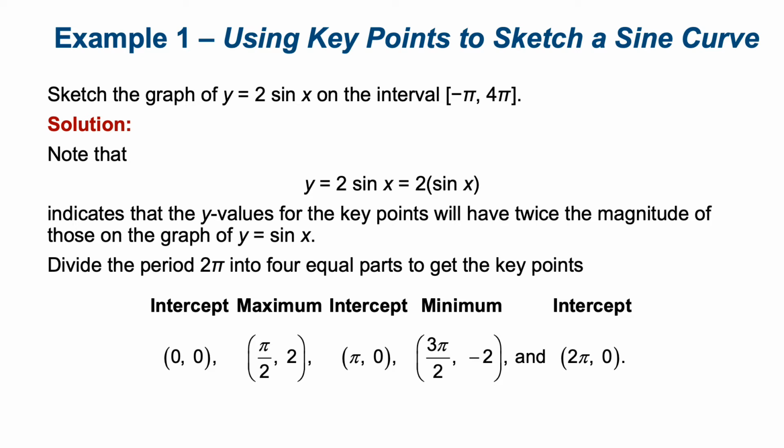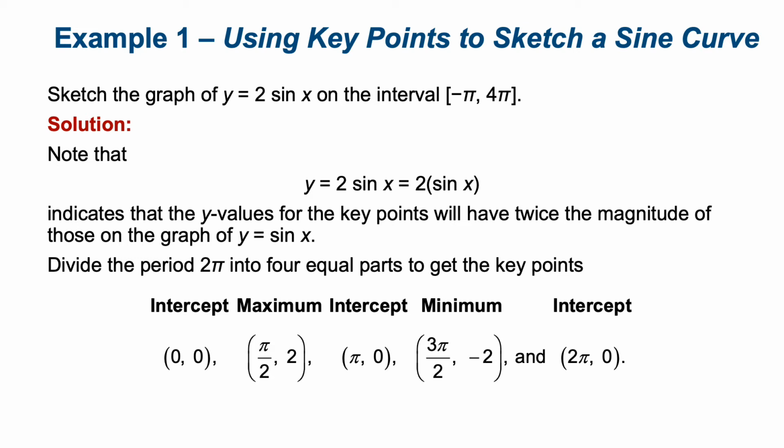So basically, when you graph this, the key points at sine of x are going to be multiplied by 2. So it's going to be kind of stretched vertically, right? It's going to have a vertical stretch. Remember that from transformations. It does apply.